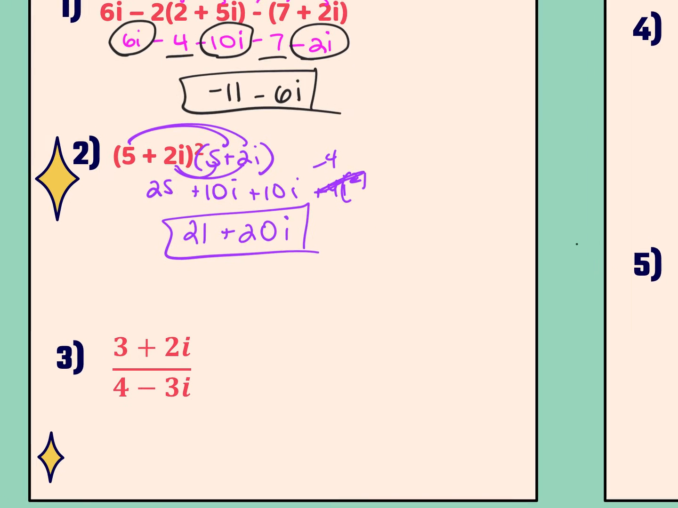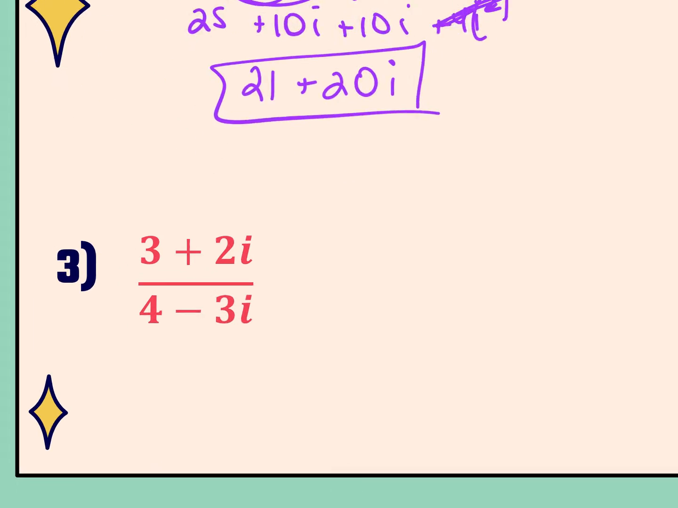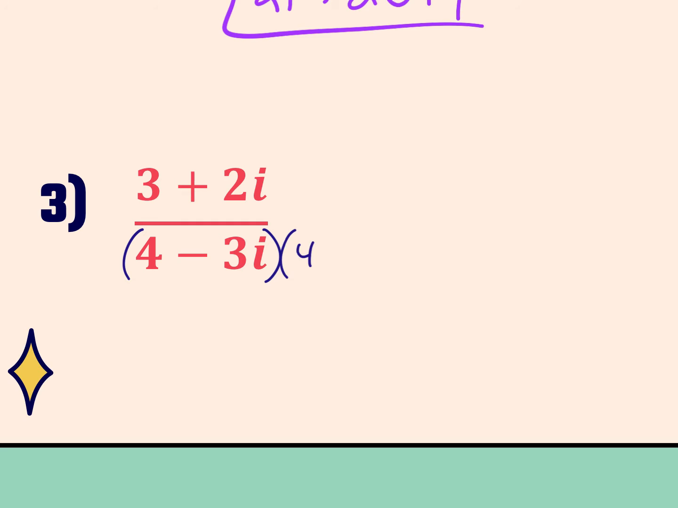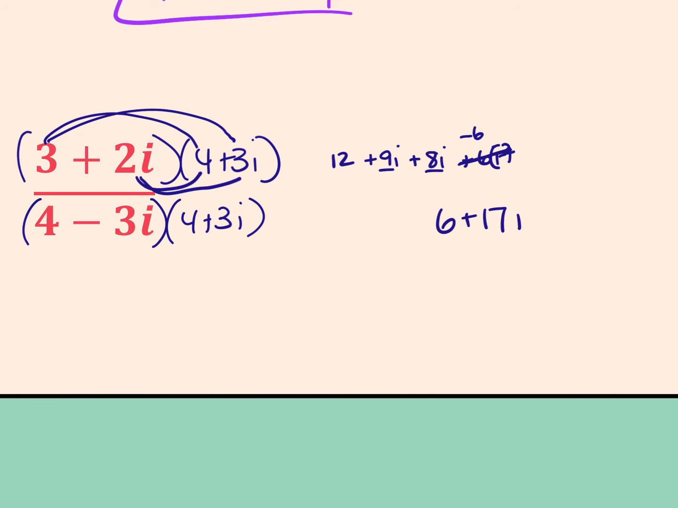Yeah. All right, 3. Now you've got the i in the denominator. You can't keep it there because that's irrational. So I multiply by the conjugate, which would be 4 plus 3i. So in the numerator, I'm going to FOIL this out. 3 times 4 is 12. 3 times 3i is 9i. 2i times 4, 8i. 2i times 3i is 6i squared. The i squared is going to become a negative 1, making this minus 6. 12 minus 6 is 6, and then 9 plus 8 would be 17i.